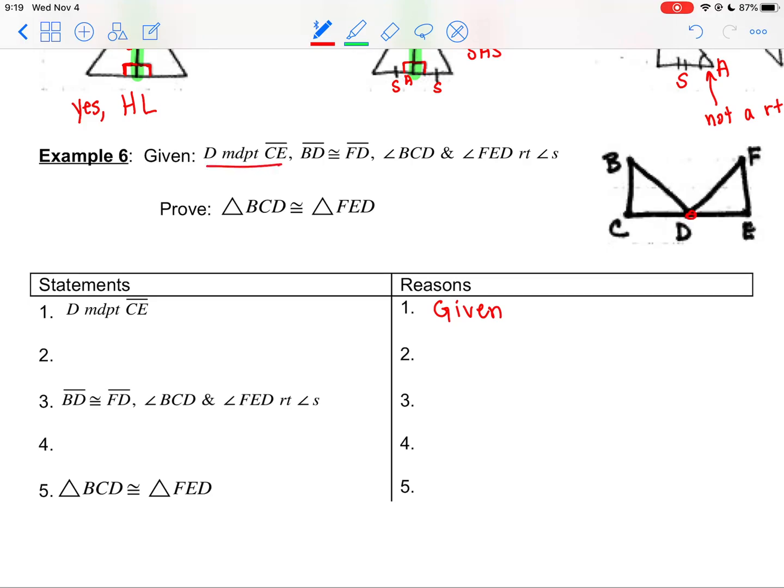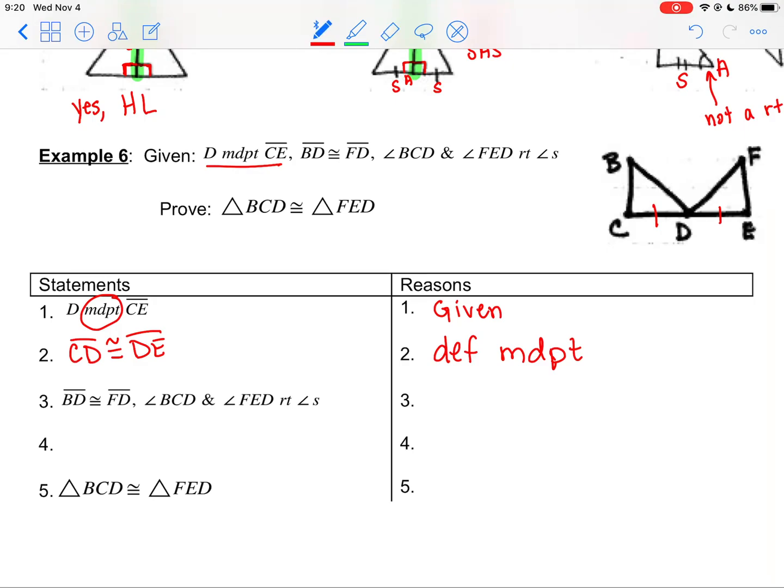And so if D is the midpoint of CE, every time we see this word midpoint, what we've been using is the definition of midpoint. So the definition of midpoint says that if a point is a midpoint, it splits the segment into two congruent segments. So the segment CE is the segment that was using the midpoint. So the two segments that will be congruent are CD and DE. So CD will be congruent to DE. So once I put that in my proof, I mark it and I move on. All right, so now I have one set of congruent sides.